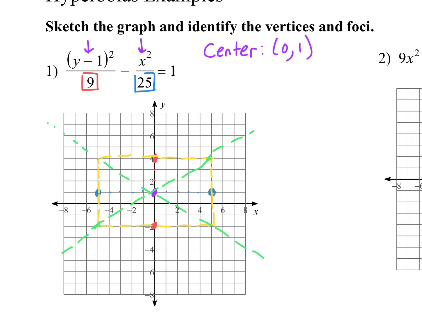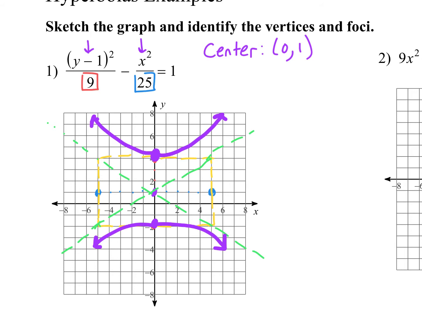Now, all we need to do to draw the graph, since it's the y term first, is have our vertices up here and down here, and try to keep the branches within the asymptotes. These are really difficult to graph super accurately, and most people aren't going to be checking your points for super accuracy, but make sure they open the right direction and stay within the asymptotes. So that purple graph is the hyperbola.